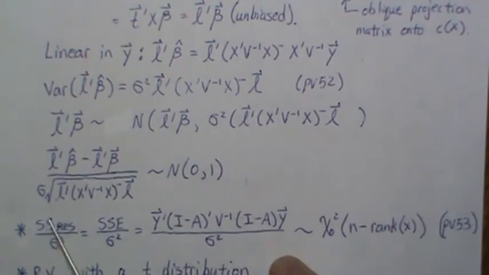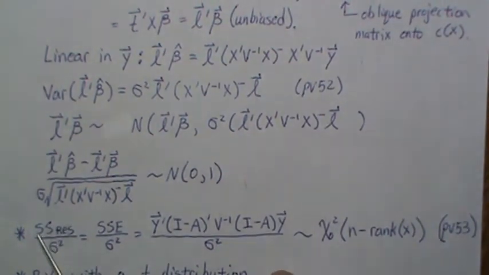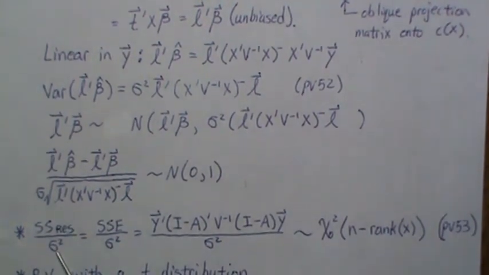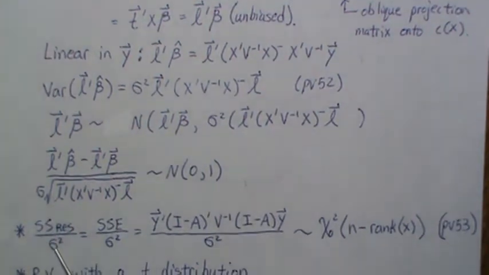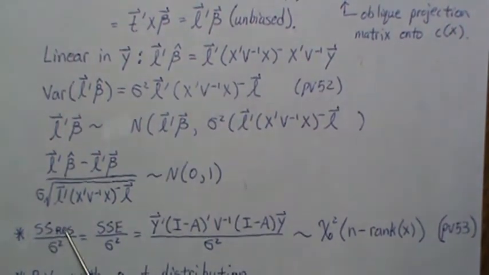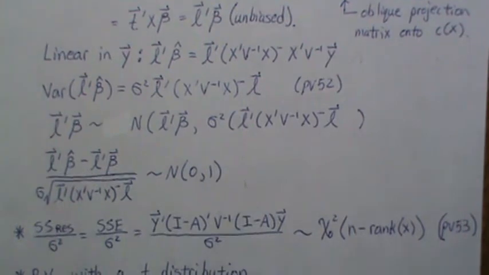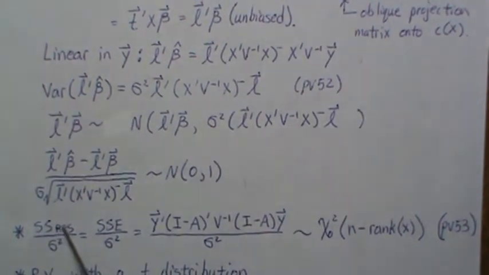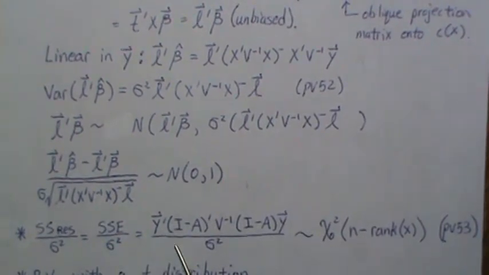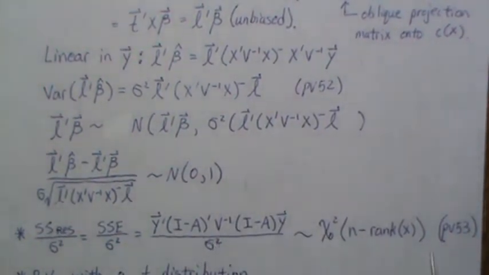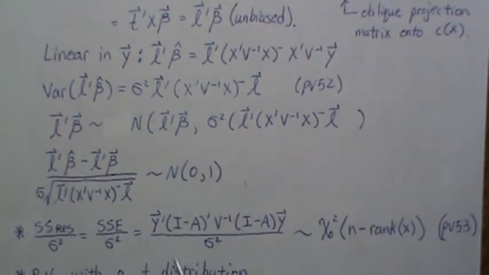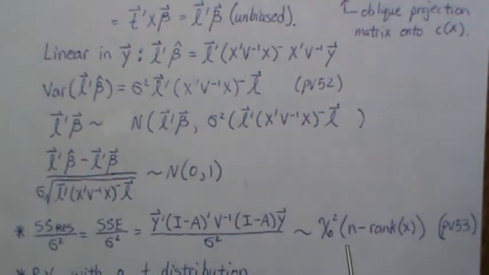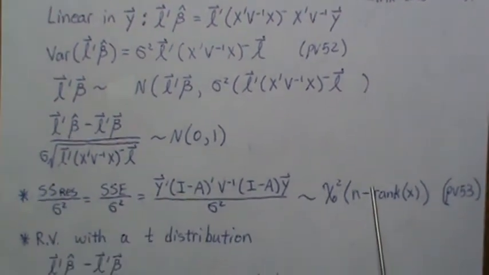So let's derive the distributional properties of the sum of squares residual divided by sigma squared. Now, this is the true error variance. And remember, the sum of squares residuals is just the same as the sum of squares error. Some use this, some use this. Is this. And then we derived in previous video 53 that this quantity is a central chi-squared with n minus the rank of X degrees of freedom.